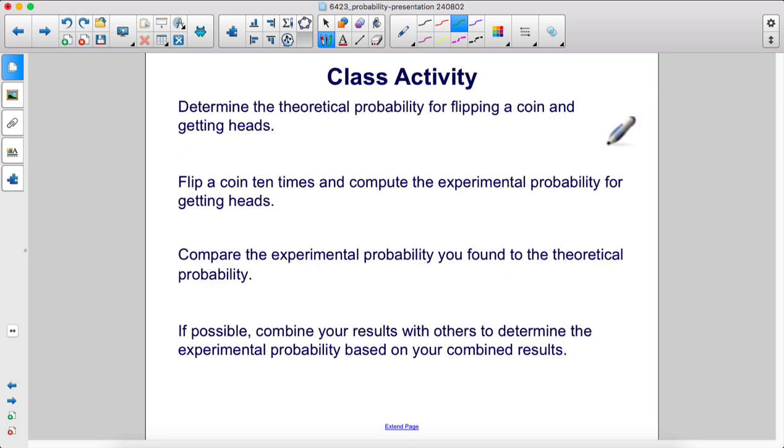trials. Here's a class activity. Determine the theoretical probability for flipping a coin and getting heads. Flip a coin 10 times and compute the experimental probability for getting heads. Compare the experimental probability you found to the theoretical probability. If possible, combine your results with others to determine the experimental probability based on your combined results.